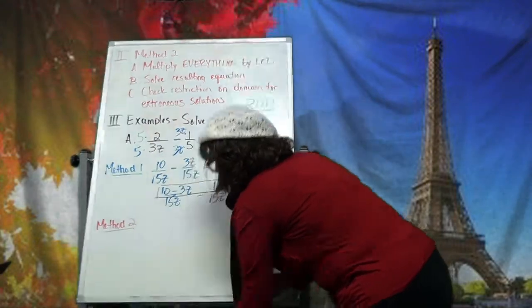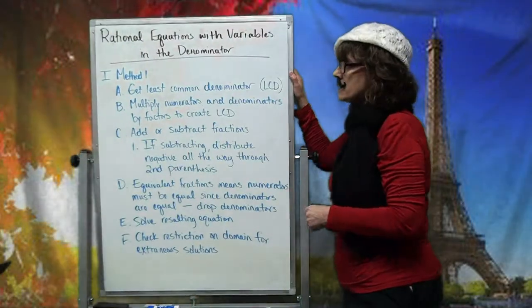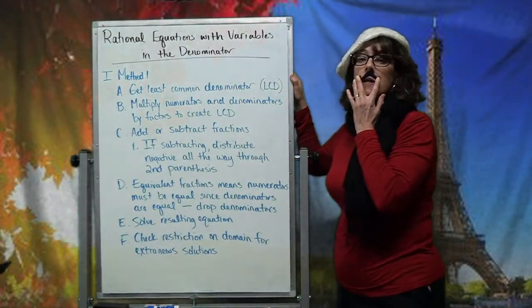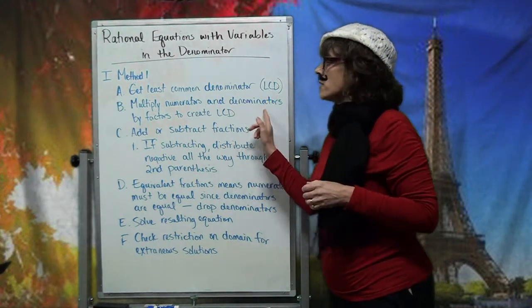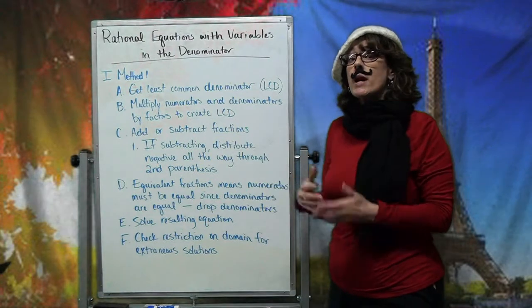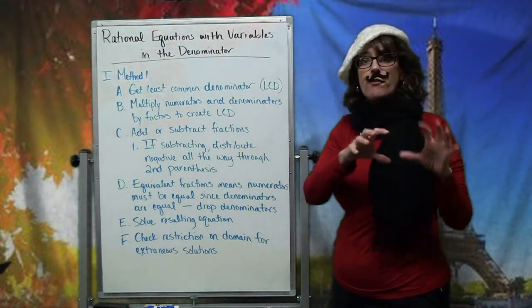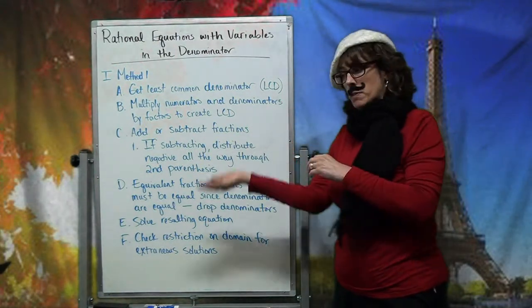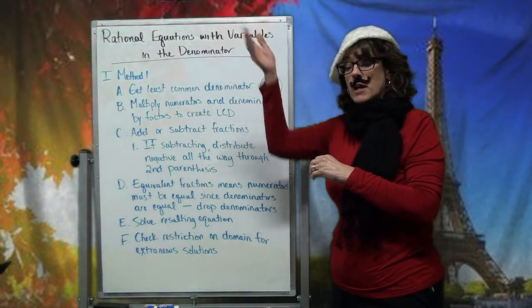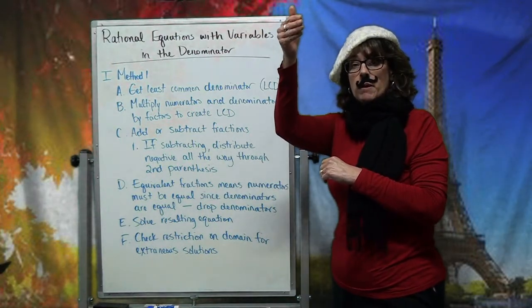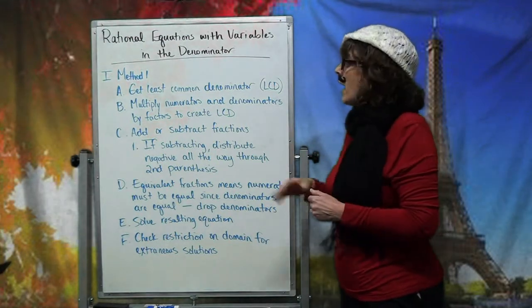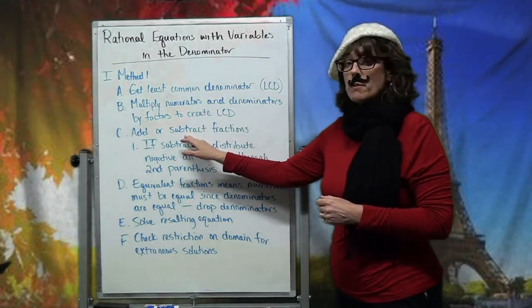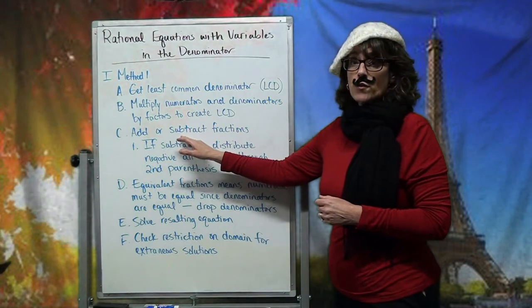Let's flip that back over one more time and recall those steps. Get that LCD, get that least common denominator, multiply your numerators and your denominators by factors that will create that LCD. So adjust every fraction so that they're equivalent. Multiply denominator and numerator by the same thing, all the way across. And then, once you've got that common denominator, you can go ahead and add or subtract your fractions.